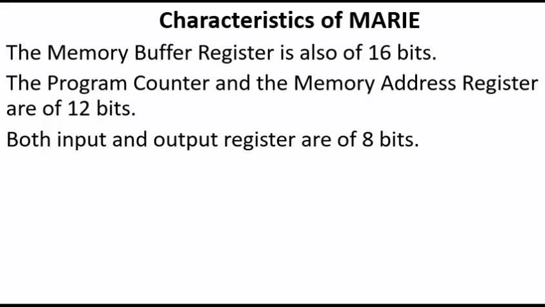The memory address register points out the locations in main memory where operands are located. The memory buffer register then carries out the task of retrieving the operands at that particular location. The arithmetic and logic unit performs the computation on the retrieved data. In this way, operands are fetched and processed. Similarly, the input and the output registers are of 8 bits in MARI.